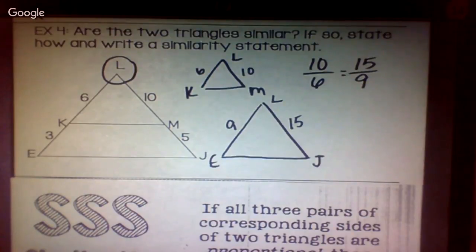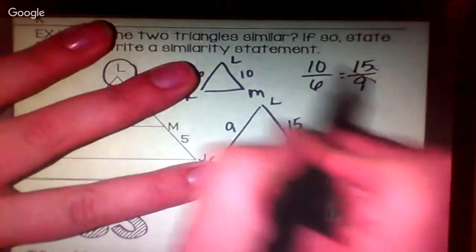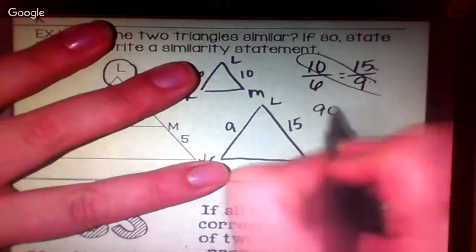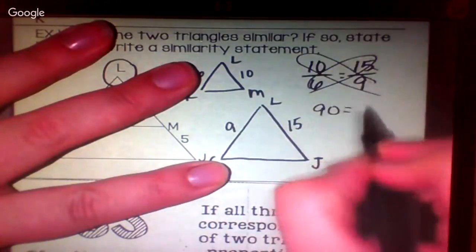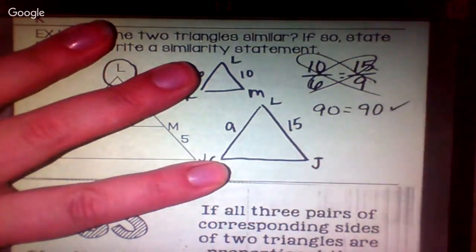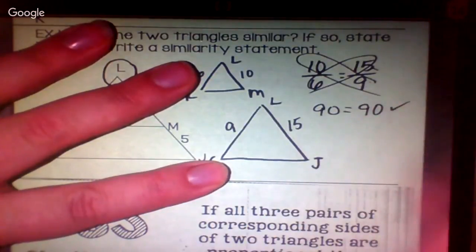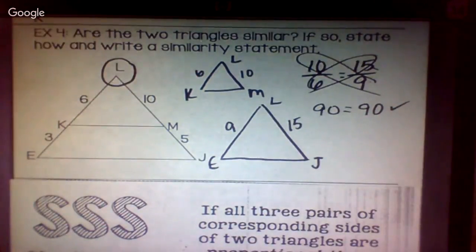Good. So when I butterfly this, I get what equals what? 90. Fantastic. So 10 times 9 is 90. 6 times 15 is also 90. So that is proportional. So we are good. That is side angle side. Questions on that one? Okay.